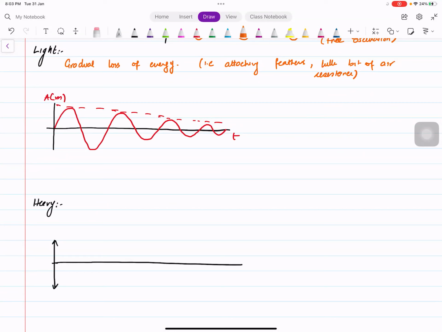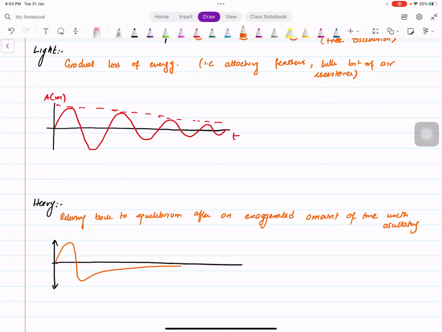we can write it is basically returning back to equilibrium after an exaggerated amount of time without oscillating, which means that you displace it once and now it will just go and return after a very long time. Do you guys understand this? And it will stop oscillating.